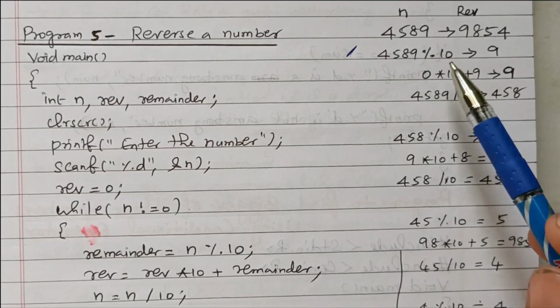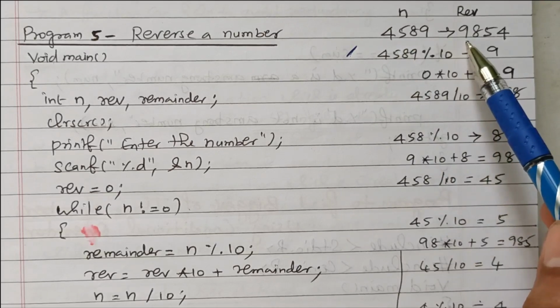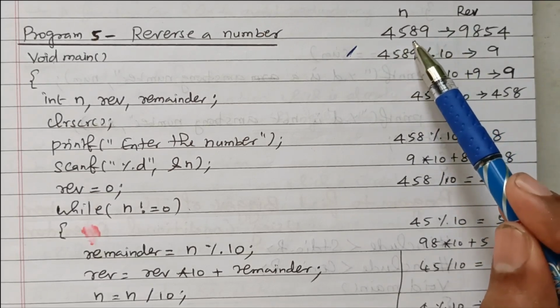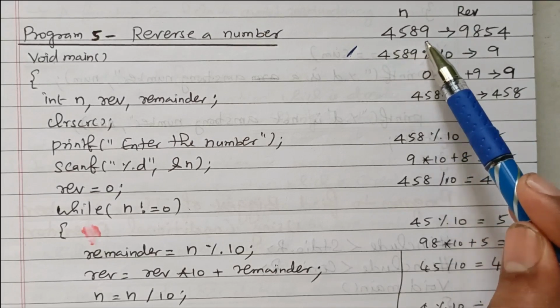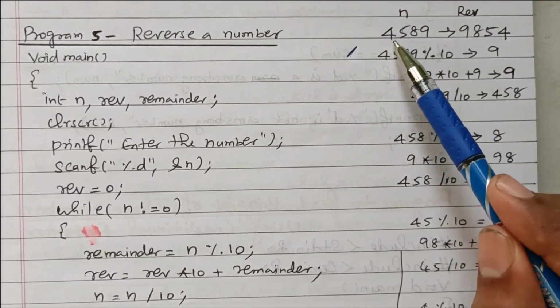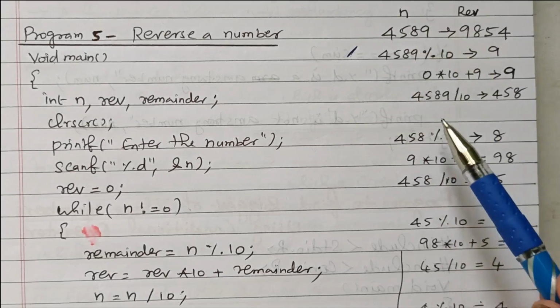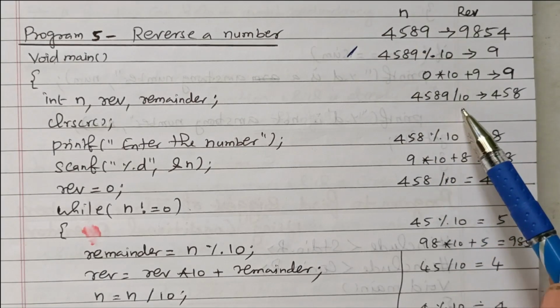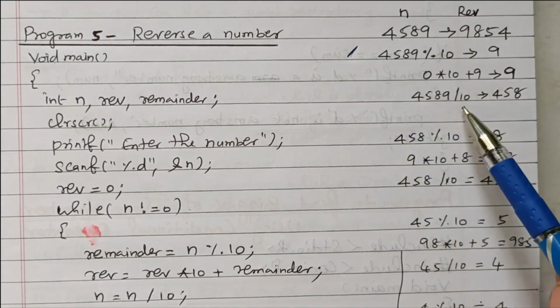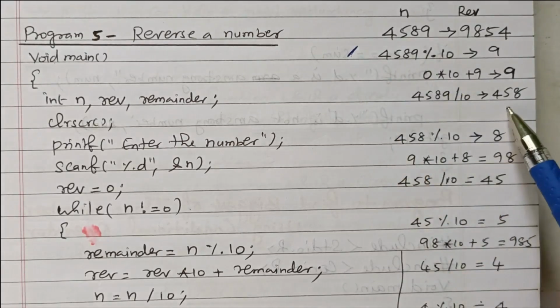Now this 4589, we extracted the 9. Now we need to extract the 8. So we have to reduce this value. 4589 should be reduced to 458. We have to reduce it to 3 digits. Then only we can extract 8. For that what we are doing, it is divided by 10. Already we told, modulo division by 10 will give the remainder. This is a modulo division. This is a division; the quotient will be there.